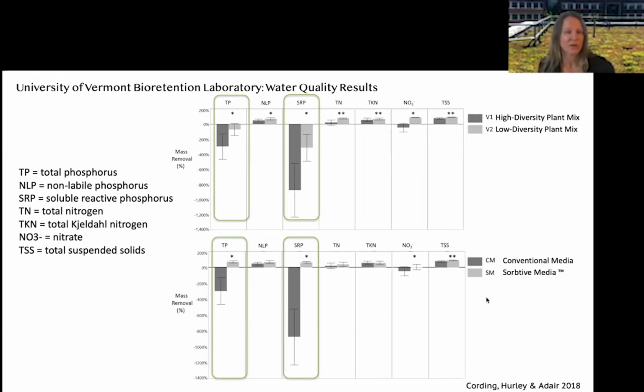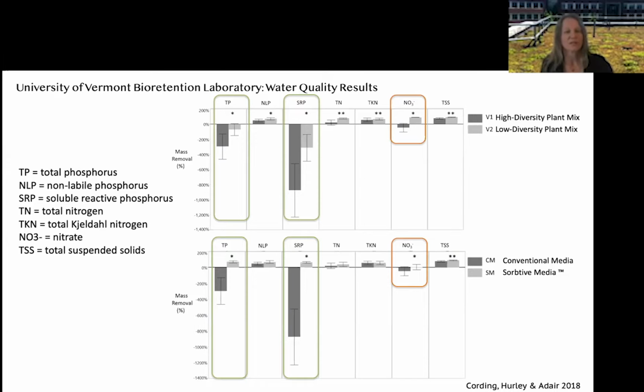So really important to recognize that these are not functioning as they're supposed to. And the soil profile design that I showed in the previous slide is actually based on a recipe from the older version of the Vermont Stormwater Manual and many other stormwater manuals that you see across the United States.